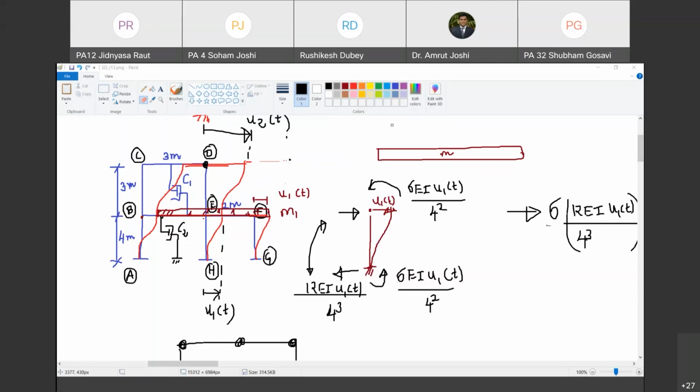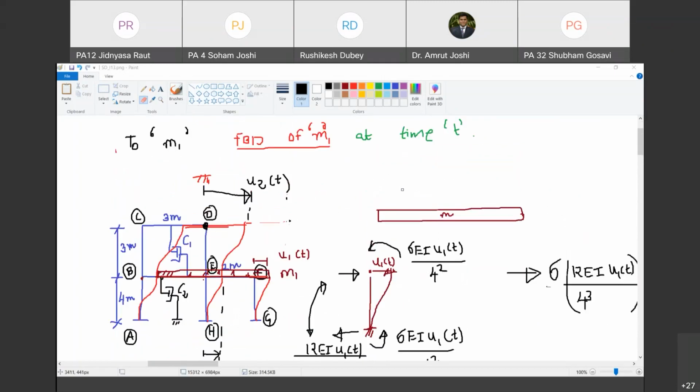Yes, sir. So this force, what we are talking about, is applied by what on what? Can you tell me that? Slab to column. Yes, it is the force applied by the slab on the column. But in this free body diagram, what are we showing? We are showing the force applied by the column on the slab. Are you with me? Yes, sir.